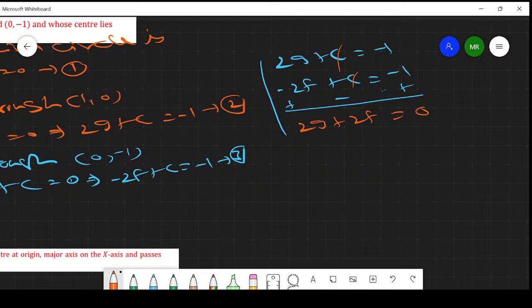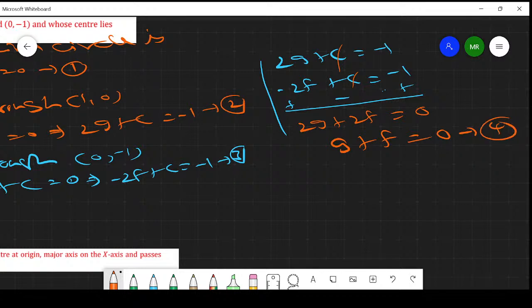2z plus 2f. That minus 1 plus 1, that will be 0. Is it clear? That means g plus f equal to 0 it comes. You will get g plus f equal to 0. This is equation 4.